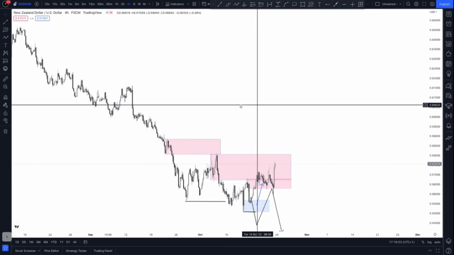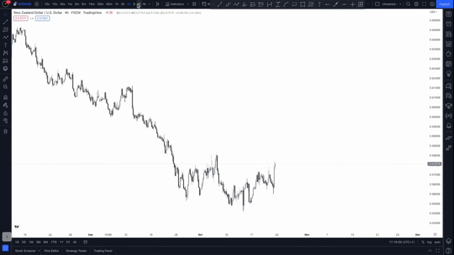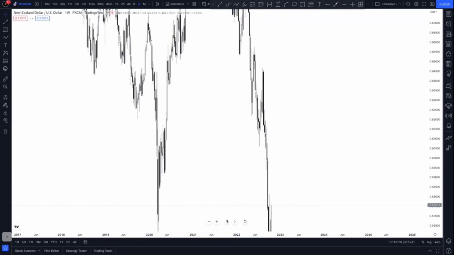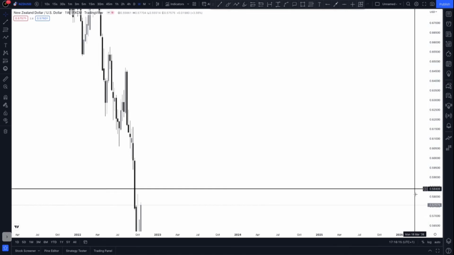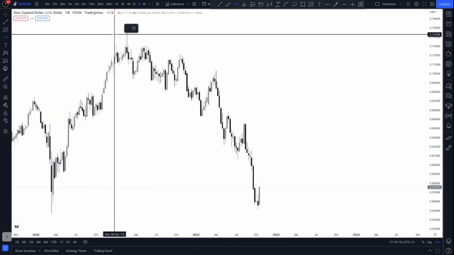Heading to the next pair, which is our NZD USD. Okay, I think I still have my previous analysis on it, so I'm going to use that. On our weekly time frame, on the NZD USD, if you look at the chart, you clearly see we are still quite bearish.